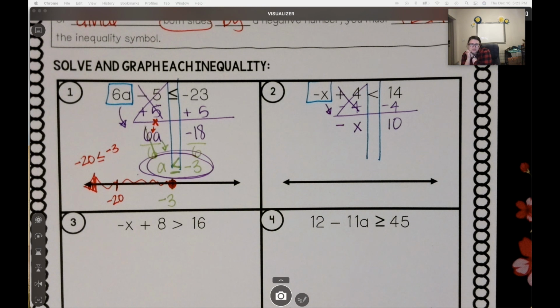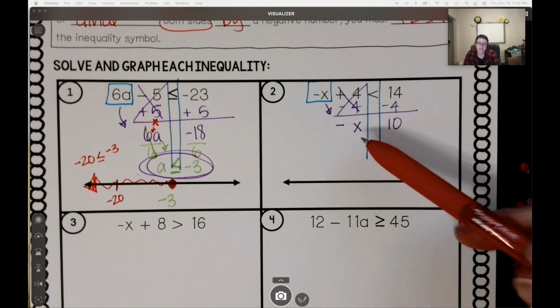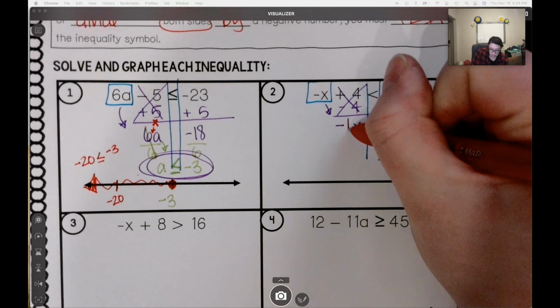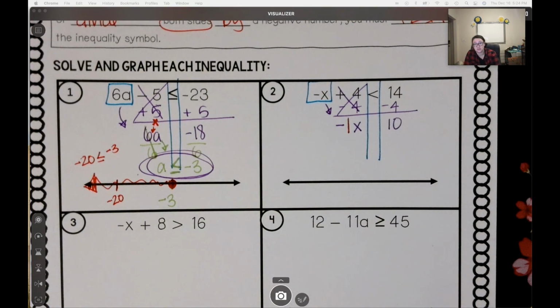Ooh. Negative x and 10. Do you see a number in front of that x? You don't see it, but what is really there? Math people were lazy. We work smarter, not harder. They don't want to write that there's a negative 1 in front of that x, and let me show you why.